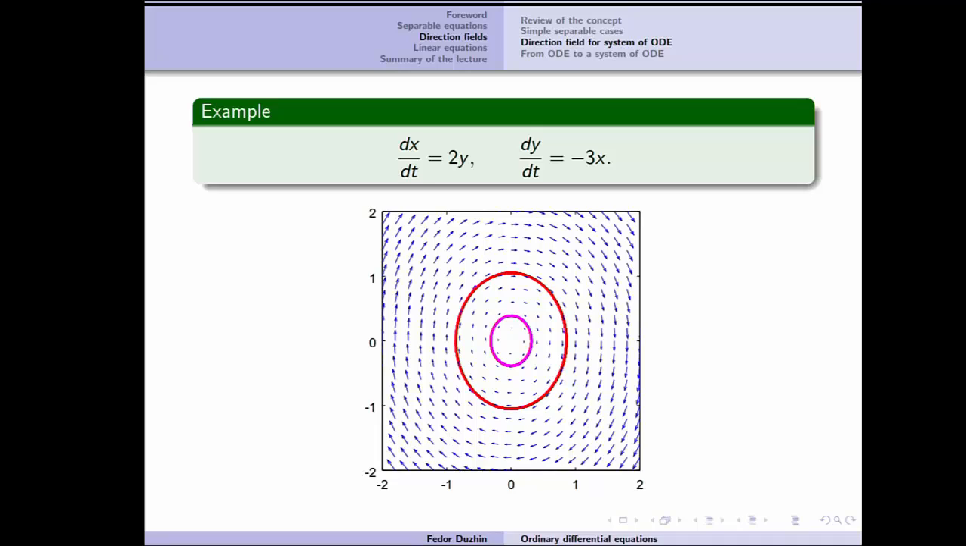Here, if you plot the vector field whose first component is 2y and whose second component is minus 3x, then you get these arrows that you see now. Then if you plot trajectories on top of this vector field, you will see that these trajectories also follow the arrows, and they are tangent to the arrows at every point.